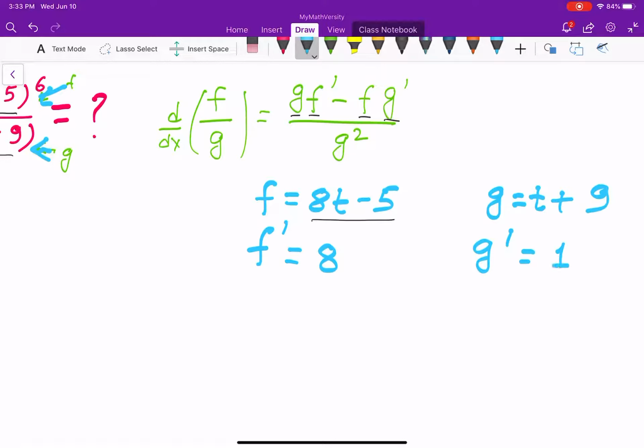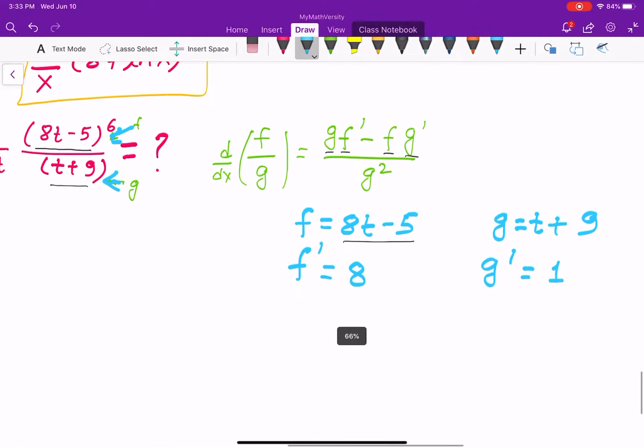By the way, I forgot one thing here. Let me re-evaluate this. What was function f? The function f is actually (8t - 5) to the power 6. So if that is the case, we need to find the derivative of that, right? Everything of the numerator. So this was wrong. We need to do this again.